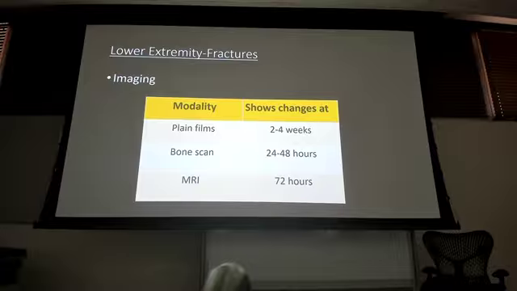I don't know how you get a bone scan that soon, but we always teach it and talk about it. I've tried to get one, and it takes forever.